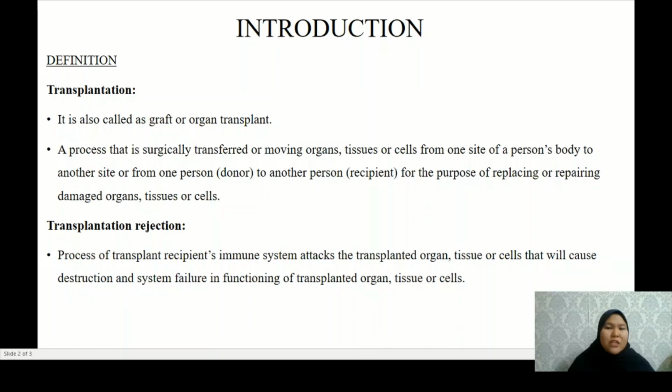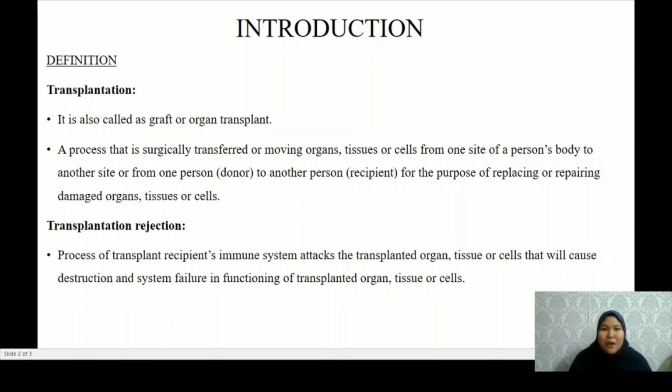The purpose of transplantation is to replace or repair damaged or diseased organs, tissue or cells. But some of the recipients will experience organ transplant failure to function. This is due to transplantation rejection. Transplantation rejection is a process where the recipient's immune system attacks the transplanted organ, tissue, or cells, and it will cause the destruction and failure in functioning of the transplanted organ, tissue, or cells.